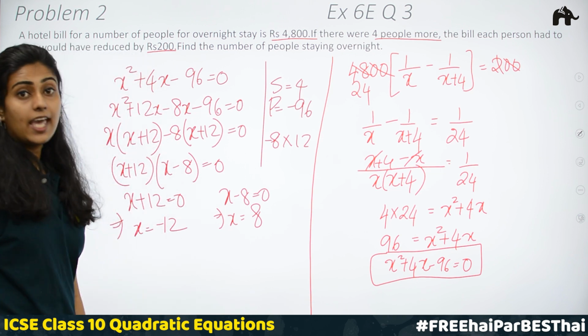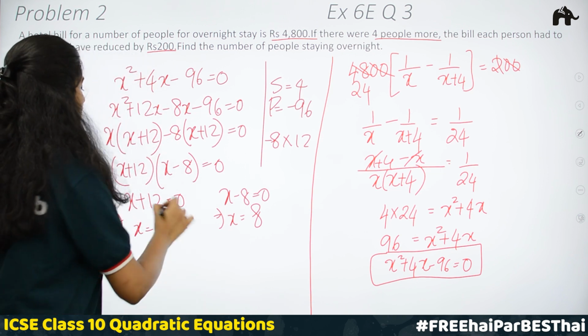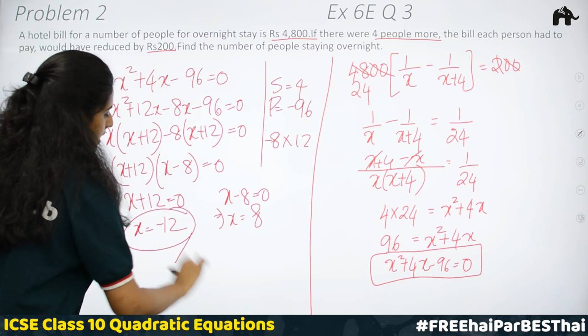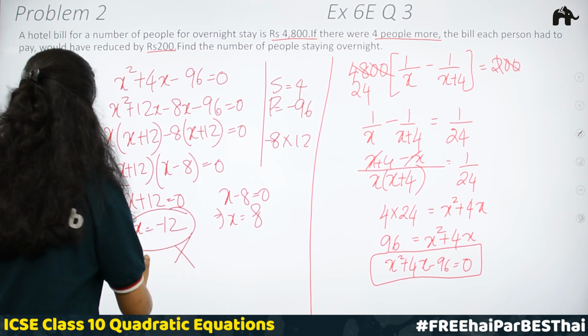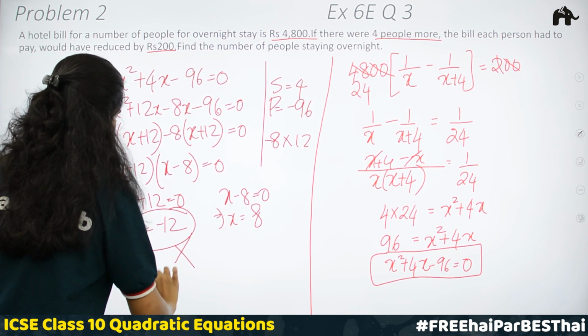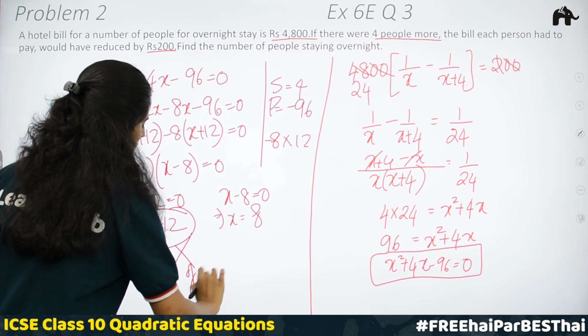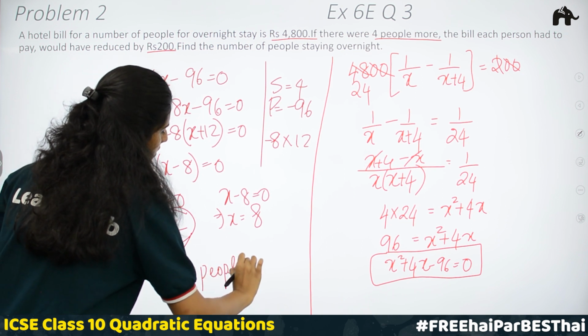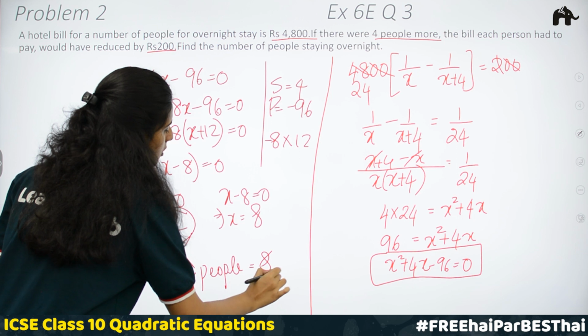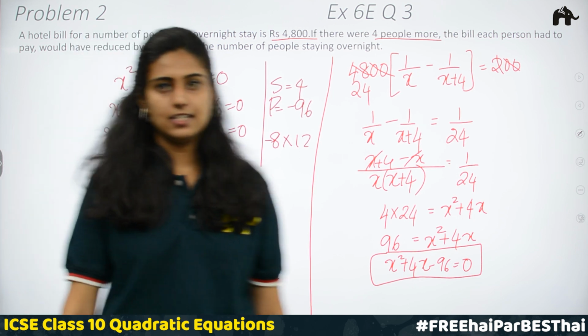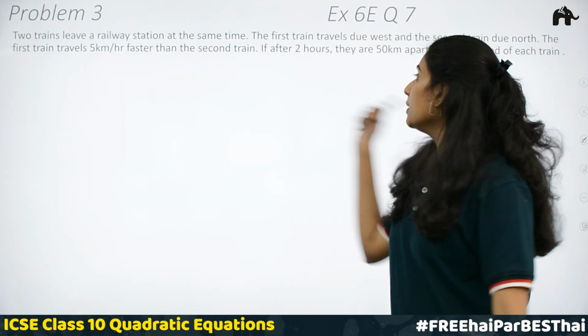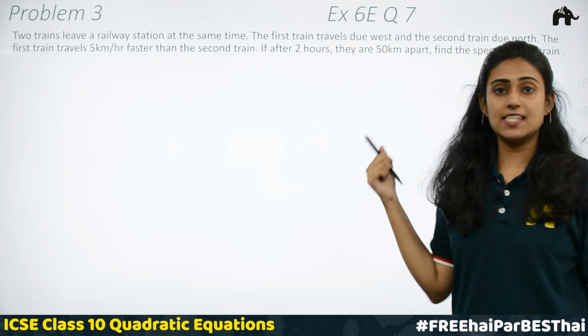What is x? x is the number of people. Number of people cannot be negative. Therefore, the number of people is equal to 8. Number of people is equal to 8. Clear? Next, problem 3, question 7 of exercise 6E.